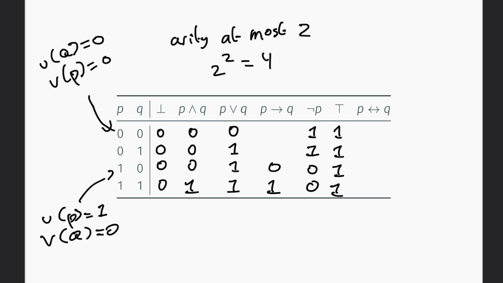Then we also have the top two cases. So remember, if P is true, then Q is true. We don't make any statement about what Q is when P is false. So Q may be anything when P is false. So these top two cases are both true.